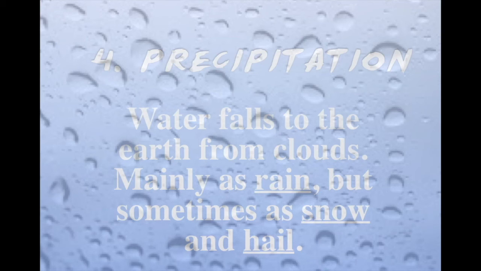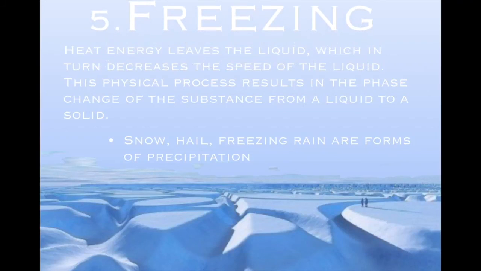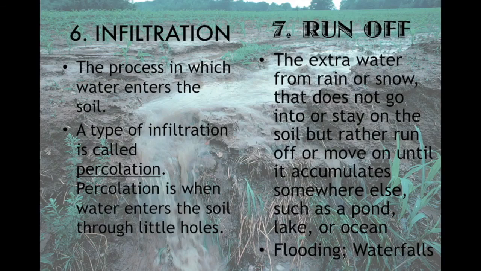Please do not confuse this with perspiration. Perspiration means sweating. Precipitation is rain falling from the sky. Then we have freezing. We already learned freezing is going from liquid to solid. This can be in the air when the little water droplets, it's so cold, start freezing, turning into snow, and so on. Then when the water comes down, it's raining.